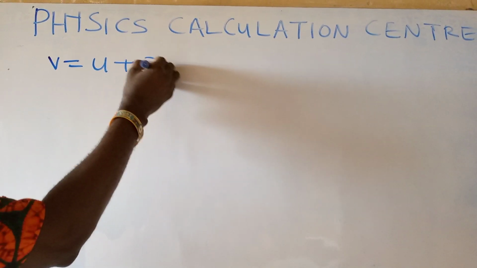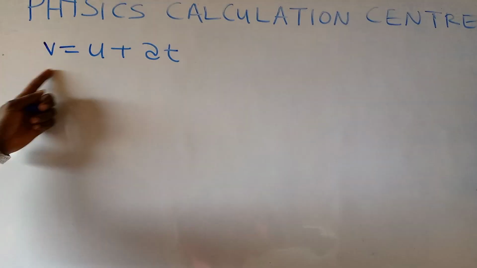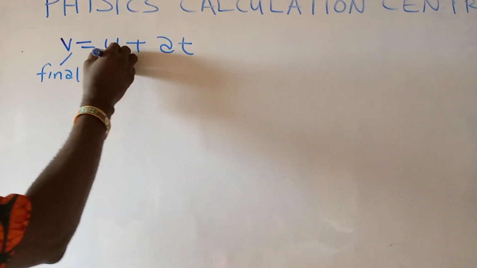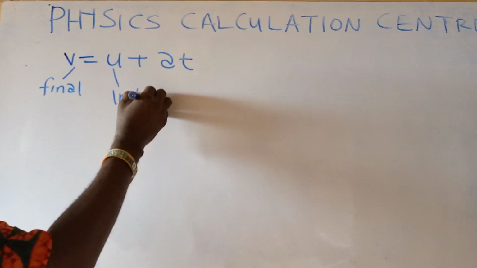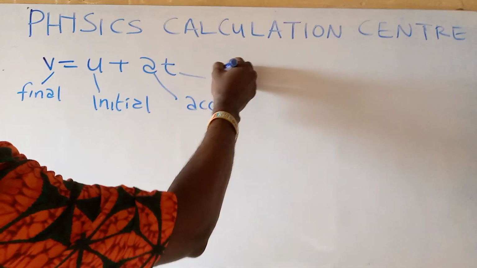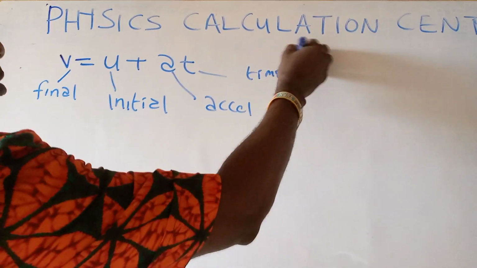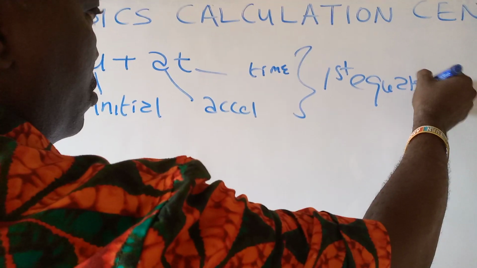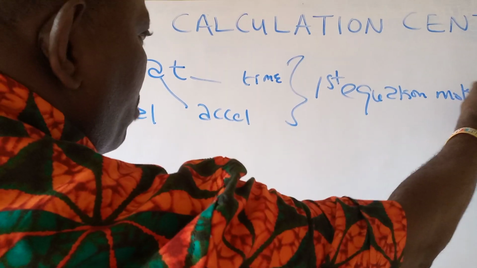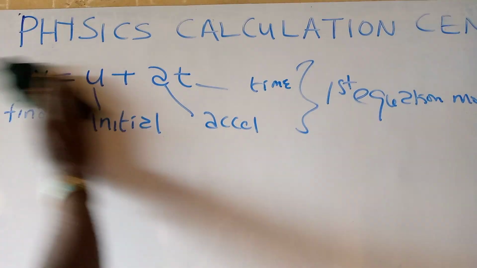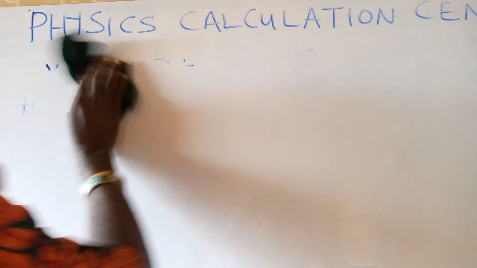Just to refresh you, the first equation of motion, where V is the final velocity, U is the initial velocity, a is the acceleration, and t is the time. This is called the first equation of motion. Just to refresh your memory. Having said that, let's take another example.